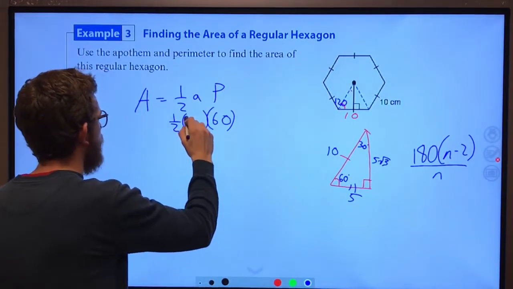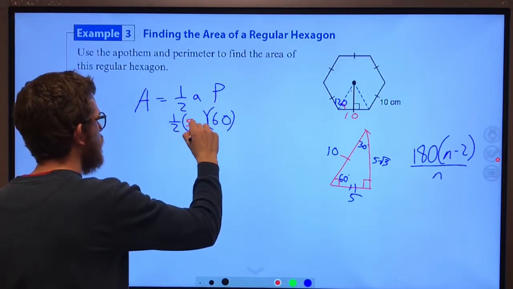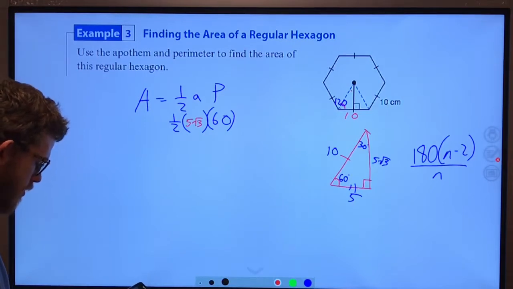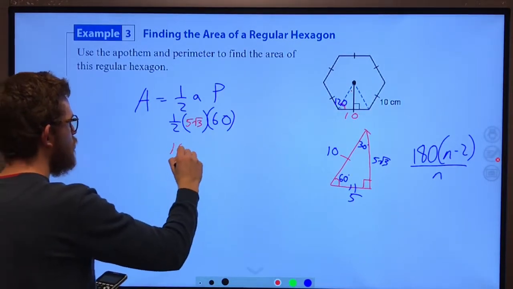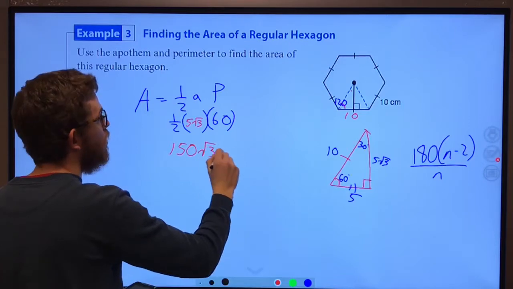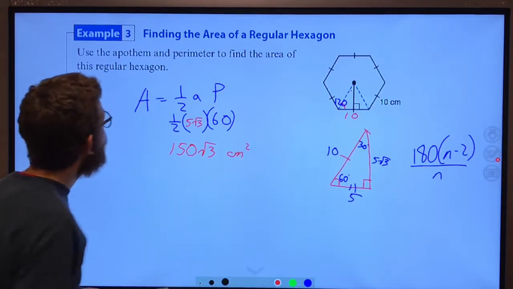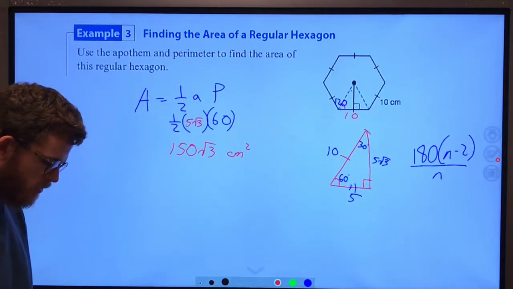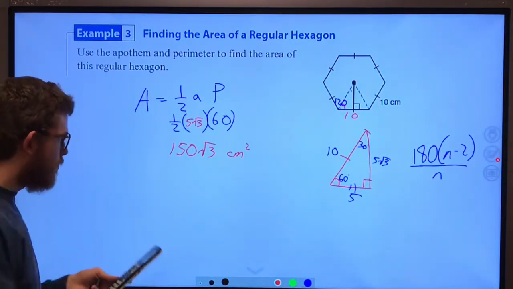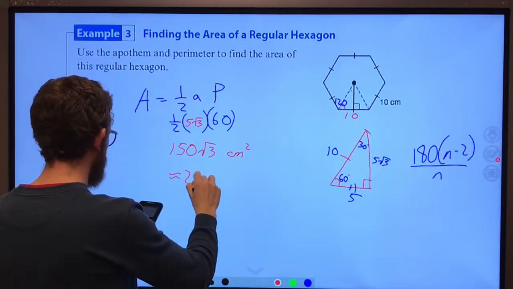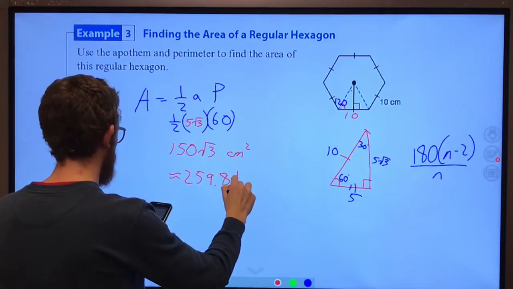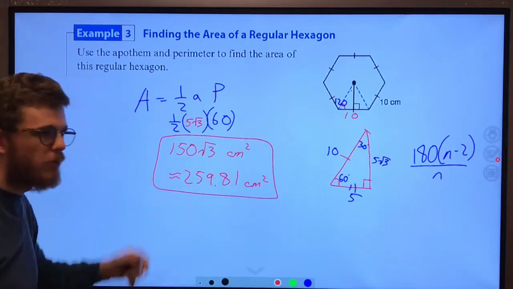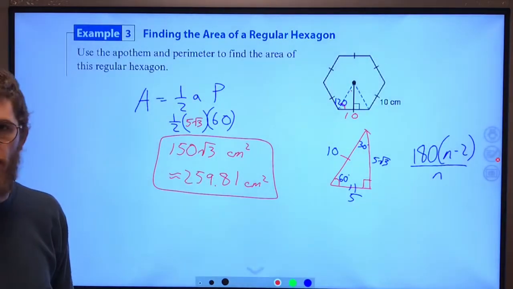So we plug that in. Our apothem was 5 root 3. And we get 150 square root of 3 square centimeters. We could leave it like that, that is exact, or we could do 150 times the square root of 3, which comes out to be about 259.81 square centimeters. So we got the exact answer. We also have a rounded answer.